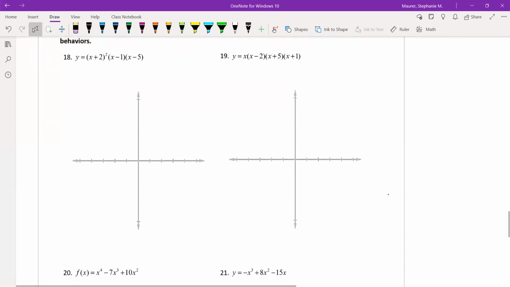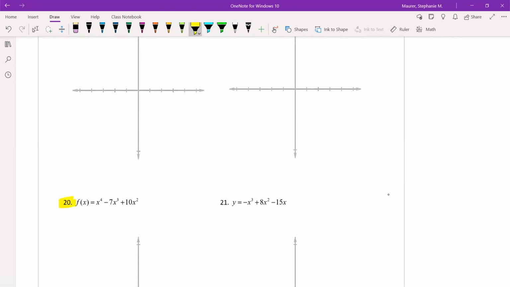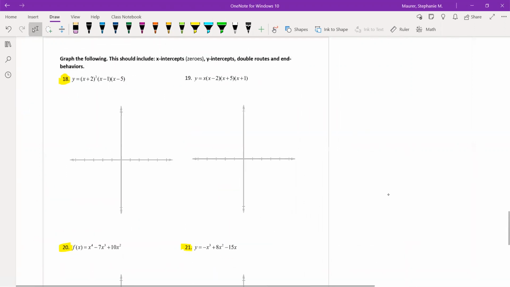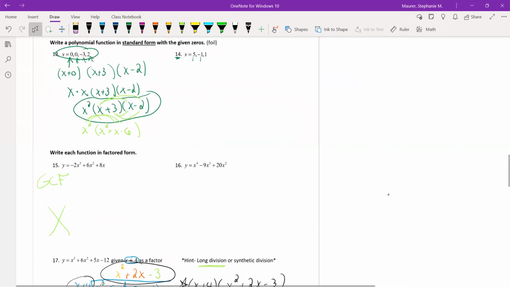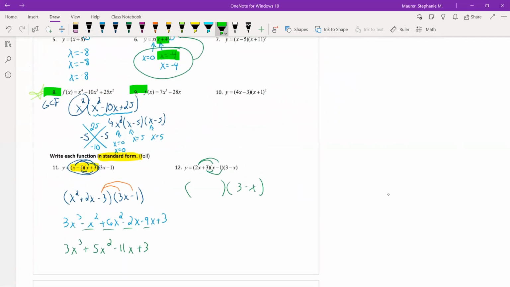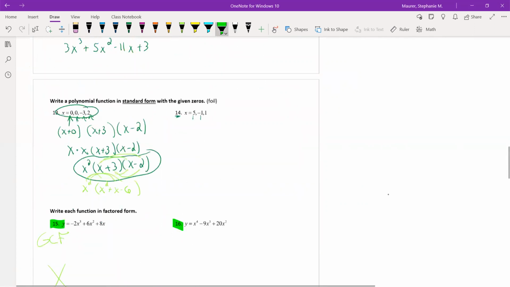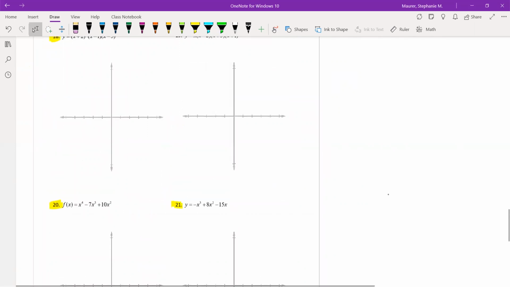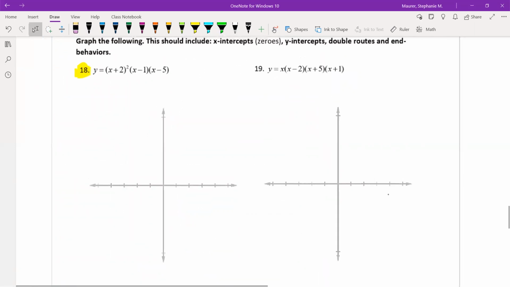Okay, now I'm going to do problem 18 with you guys. But before I do 18, I want to point some things out in 20 and 21. These two problems are currently not in factored form, right? So before you even do 20 and 21, you will need to factor them first, which is why we've had so many sections, 15, 16, 17, 8, 9. We've had so many sections at this point in the review packet that require you to factor. So 20 and 21, you are going to have to factor first, and then you'll be ready to graph.